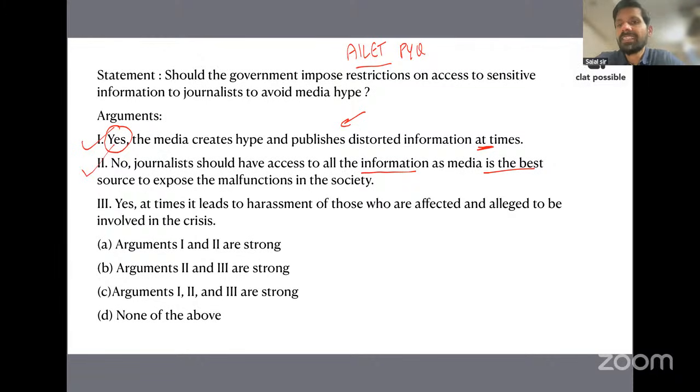Three says, yes, at times it leads to harassment of those who are affected and alleged to be involved in the crisis, right? So again, if you just look at the reason, as I said, we don't have a problem with yes or no for this particular issue, right? Both yes and no can work as long as we have good enough reasons, and we have a good enough reason in three also, right? That it leads to harassment of those who are affected, right? That becomes a good reason to impose some restrictions, right? So, in fact, all three arguments are strong. Option C is correct.